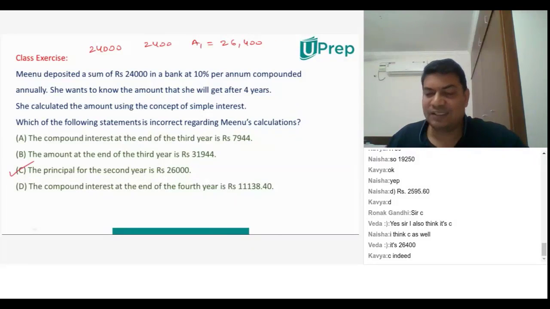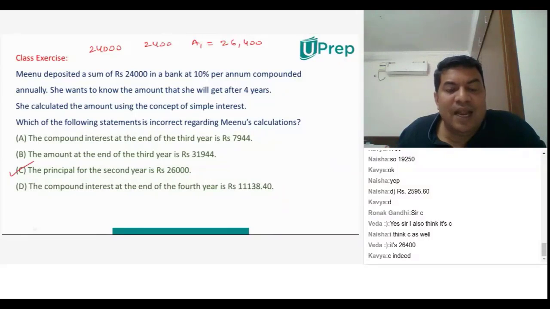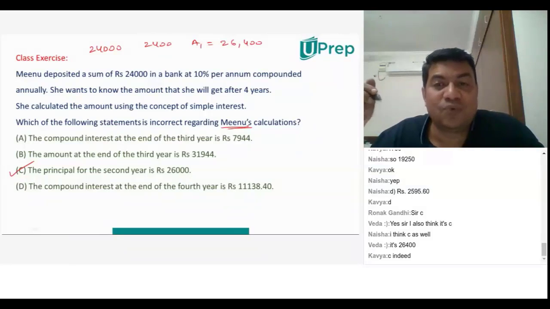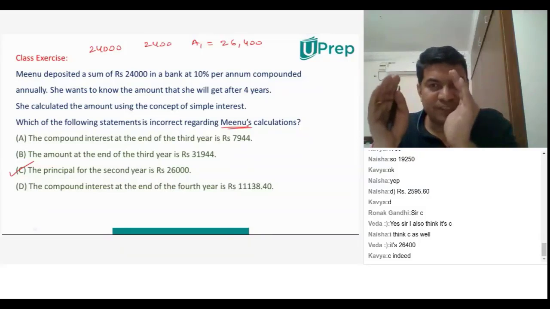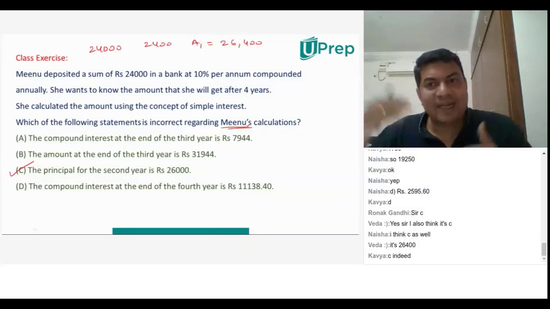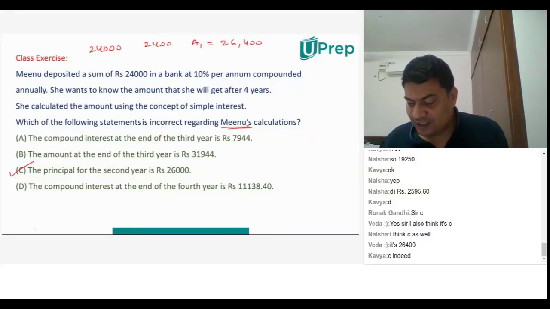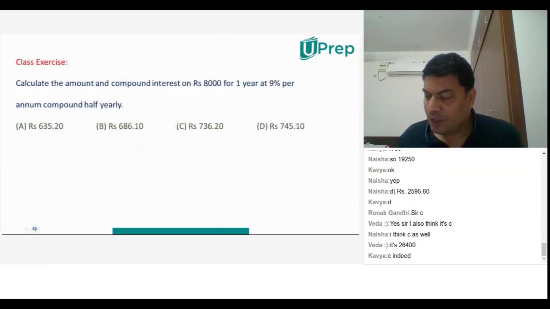The principal for the second year is 26,000. If she starts with 26,000, it's definitely a wrong answer. And she will definitely not take that as the initial thing, because Meenu is calculating using simple interest. What it means is she will calculate simple interest for first year and calculate the value and then take that and keep on doing like that. So he's asking you which of the following statements is incorrect regarding Meenu's calculation. If she takes this as a calculation, this is definitely the wrong statement. That statement is incorrect.